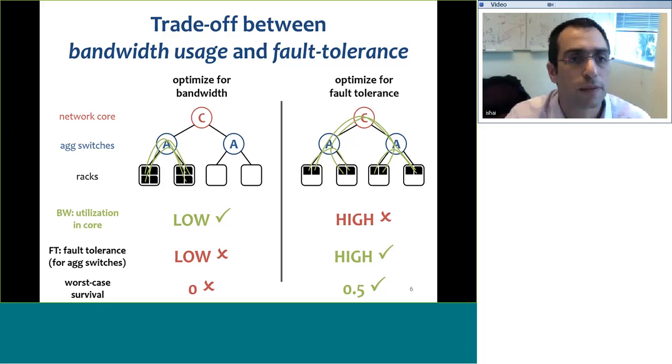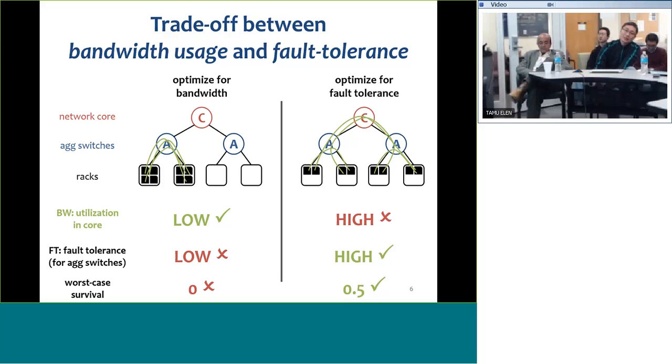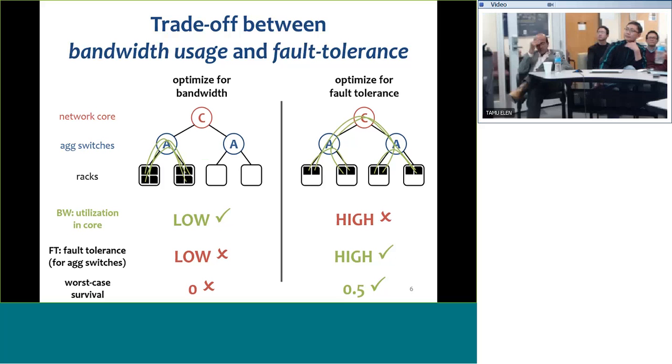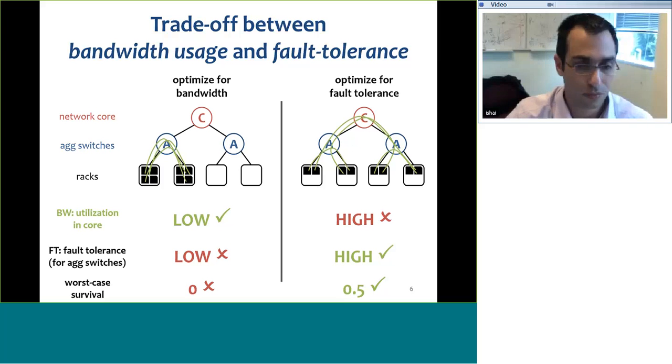Yes? For the service here, does each service require all the 8 servers to work, or part of it? Okay, so the assumption is that it wants all the machines. That's the best case. If you think of, for example, some kind of web server, the more machines you have, the higher the incoming request rate that you can support, right? So there's an implicit assumption here that you want the most of your allocation.